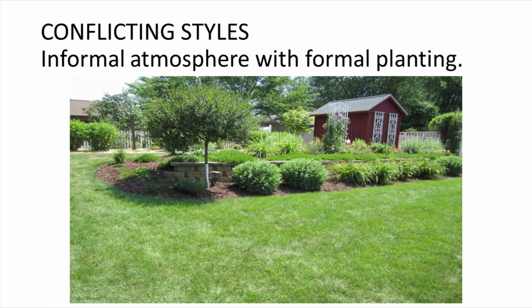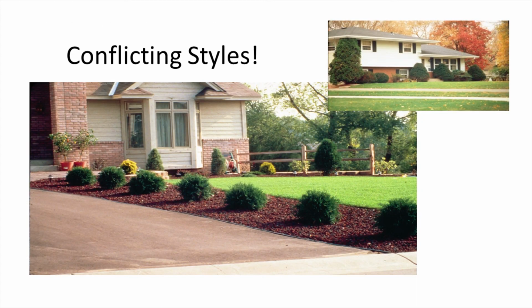Here, however, we're getting into conflicts. We've got an informal, cute little garden shed in the back with informal trellises on it, but the planting along this retaining wall is a very formal way to plant. We've got a straight row of these creeping evergreens going along the back, and in the front we've got one straight row of plants. That's a very formal element. So we've got a conflict here, and this landscape really doesn't create either style or either atmosphere for us. This is my favorite picture of a conflicted landscape.